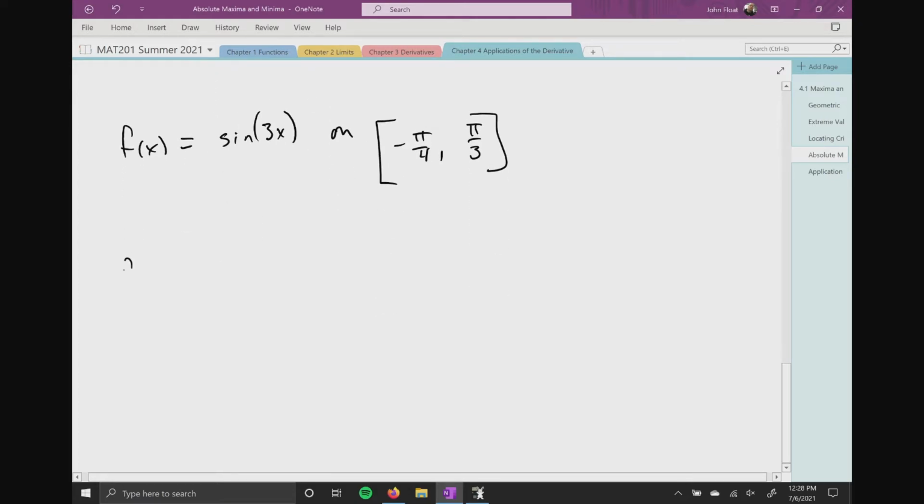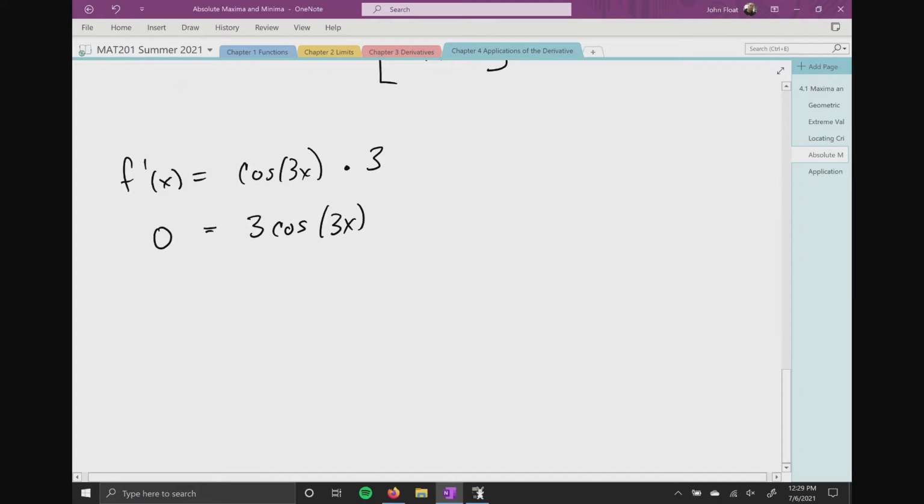So our derivative, now this is a chain rule, so it's going to be cosine of 3x times the derivative of the argument, which is 3. And I'm going to set this equal to 0. So 0 equals 3 cosine 3x. Now from here, I'm going to go ahead and divide both sides by 3, which gives me 0 equals cosine of 3x.